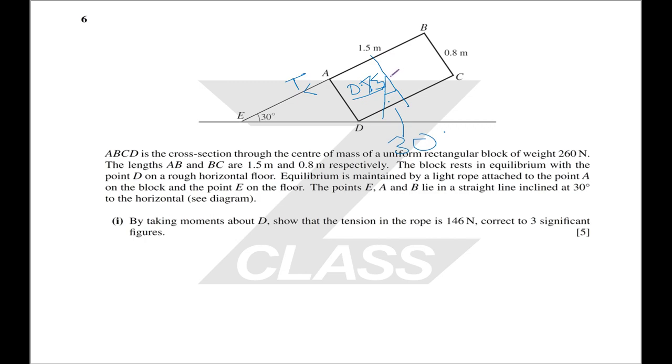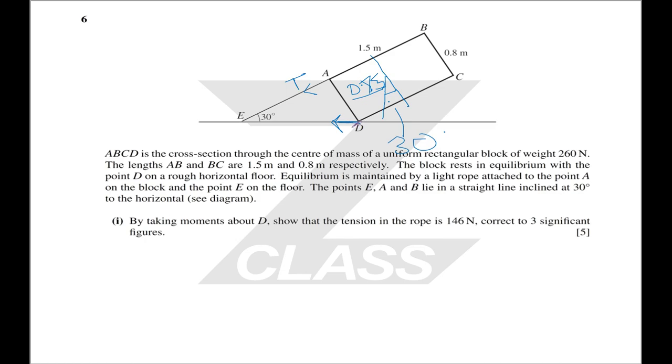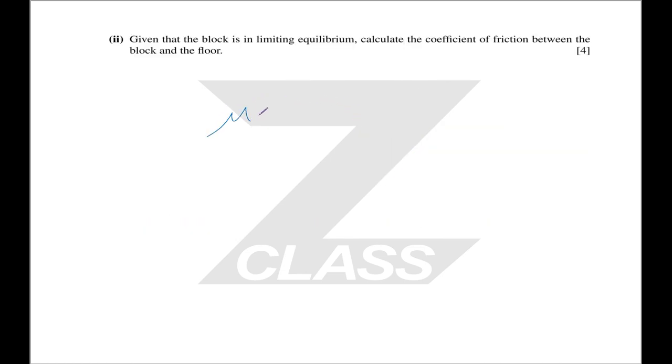If you take moments about here, you have, once again, your tension T in one direction, pulling it anti-clockwise, and your frictional force is going to be along here, pushing it clockwise at a different distance. Once you work out those moments, you know that they have to be exactly equal, and you can work out your frictional force. If you know that your frictional force is at maximum, then you know that your frictional force is mu n. Mu, the coefficient of friction, times the normal reaction force.